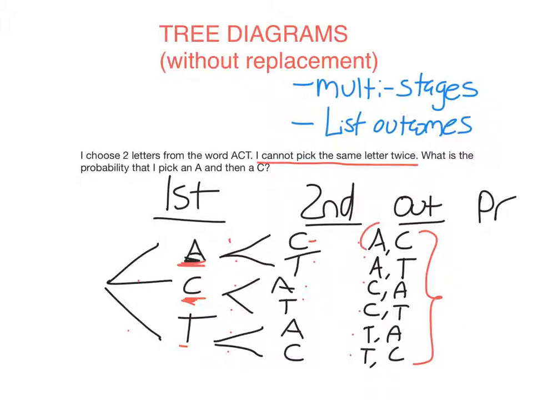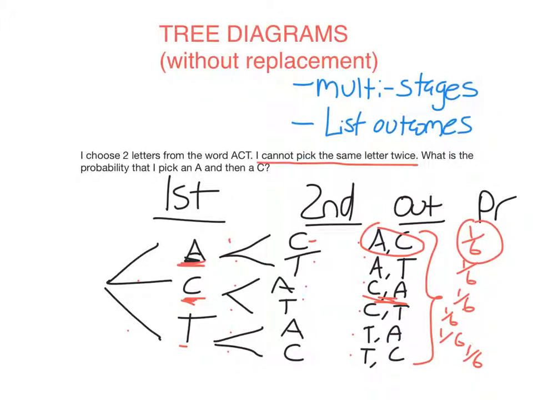There is one outcome that is A then C. This one's different because it's C then A. So the probability of each of these would be 1 over 6. They all have the same probability, and so the answer to my question, what's the probability I pick an A then a C? The answer is 1 over 6.